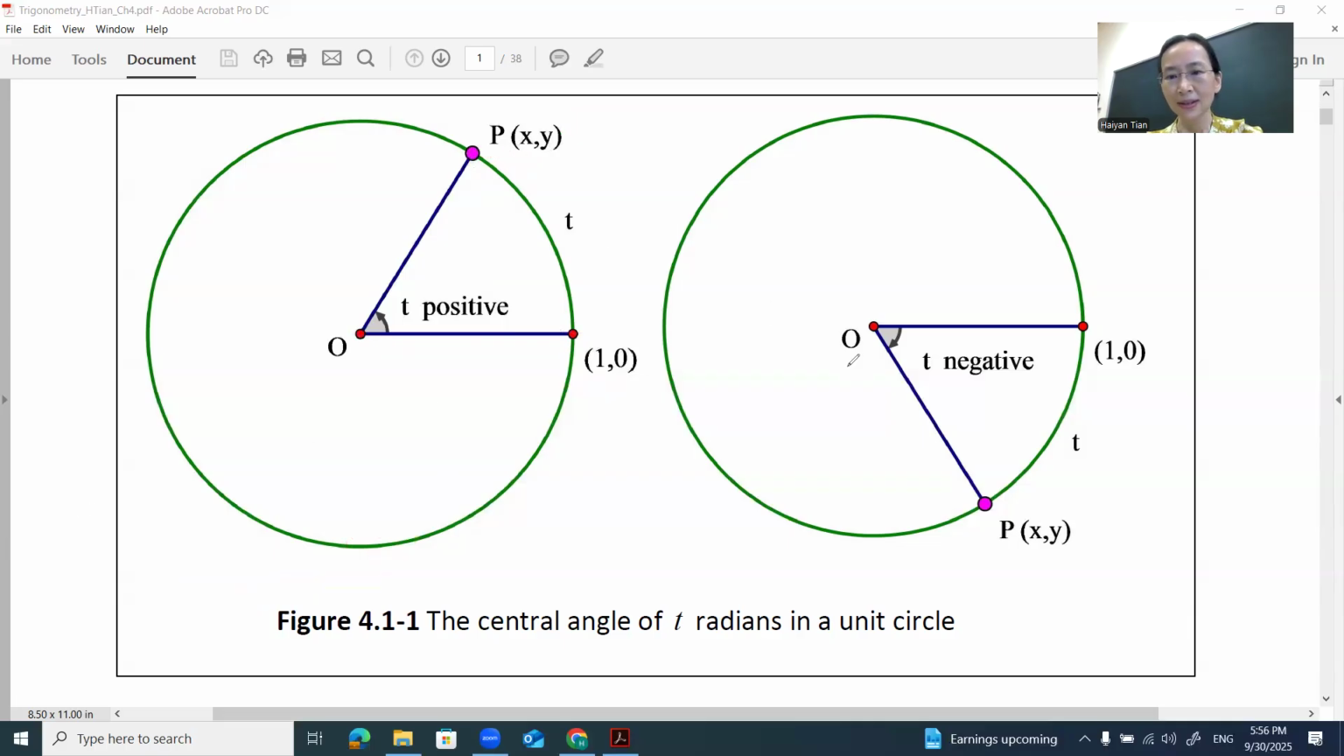It is also true for the case when t is negative. If we simply pick a point on the terminal side that is also on the unit circle, then the y value is simply the length of this line segment, and x will be this portion.